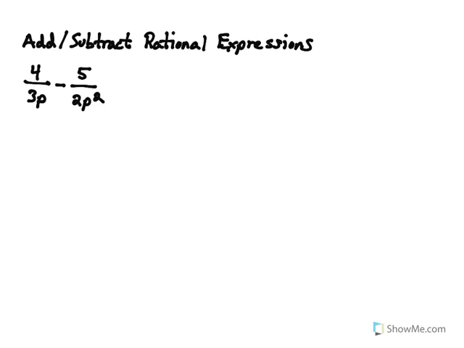So if you look at the denominators, 3p and 2p squared, those two denominators are not identical, so we can't do 4 minus 5. So we're going to have to find a common denominator between 3p and 2p squared. Let's start with the numerical parts, 3 and 2. In order to find a common denominator, it's also referred to as the least common denominator or least common multiple. If you want to find the common denominator, there are many ways.